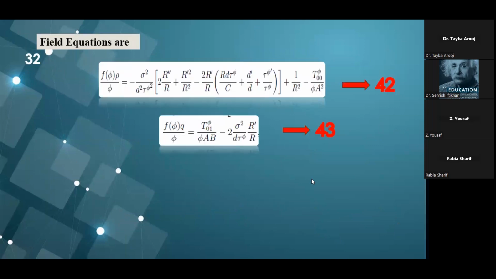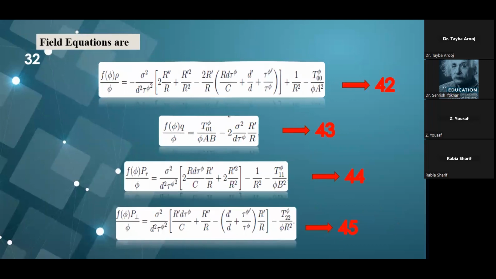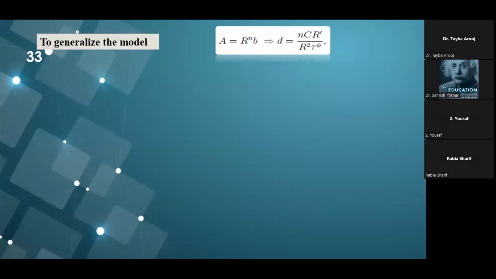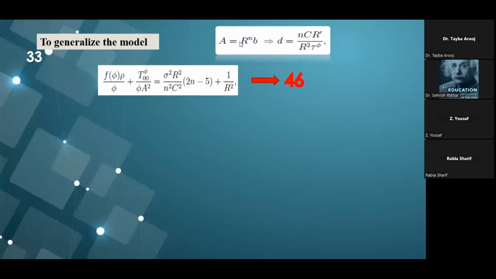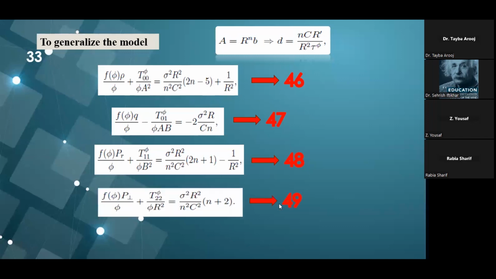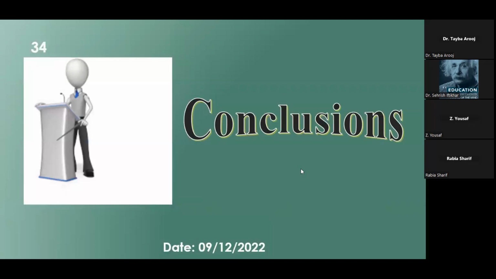Now finally the field equations are found to be these in this form, in which we have tau and different terms that I found previously. To generalize our model, we take R A is equal to R and B, where D is equal to this one, and then the field equation turned out to be this, the 0 0, 0 1, 1 1, and 2 2 components of the field equations. So these are our solutions.